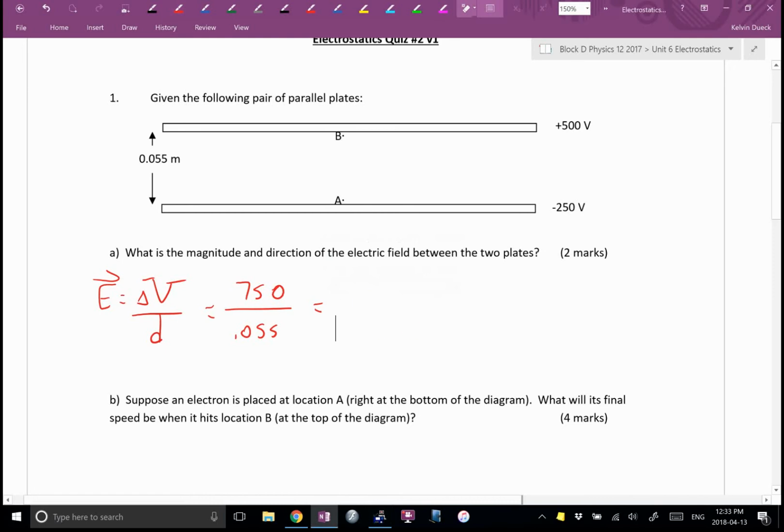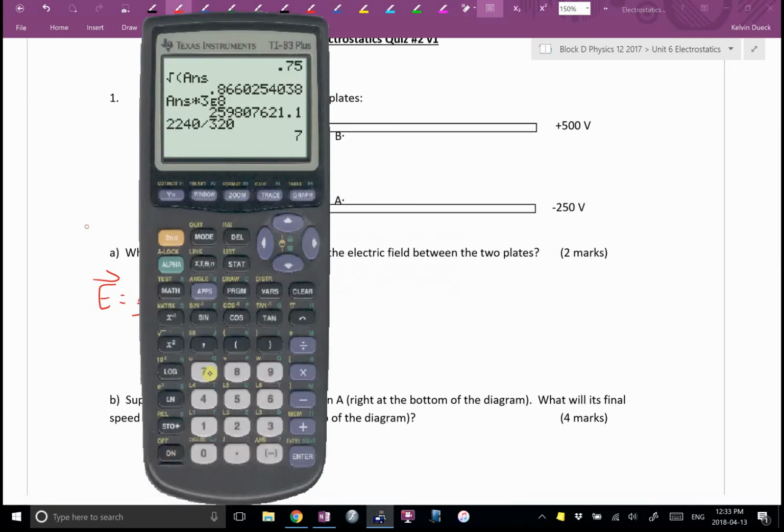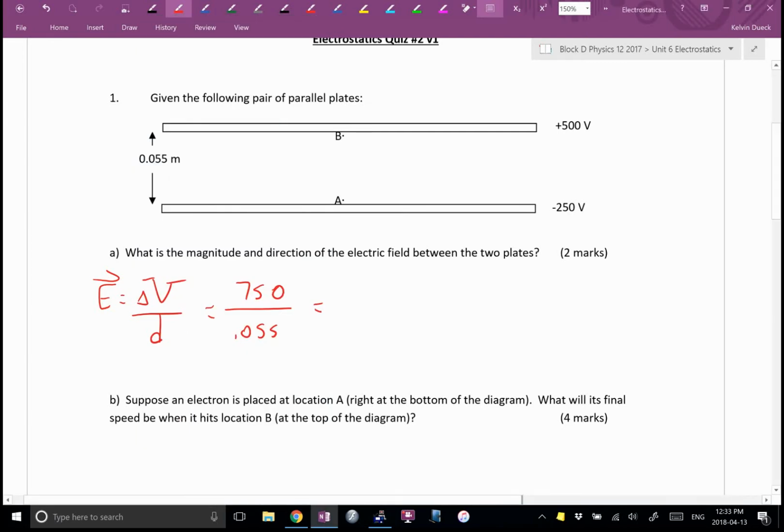Why am I writing it twice when I already wrote it, Mr. Duke? I'm going straight to my calculator. Do you get 13,000? Yuck. 13,630. That there? 13,600 volts per meter, I would accept. Newtons per coulomb, I would accept.